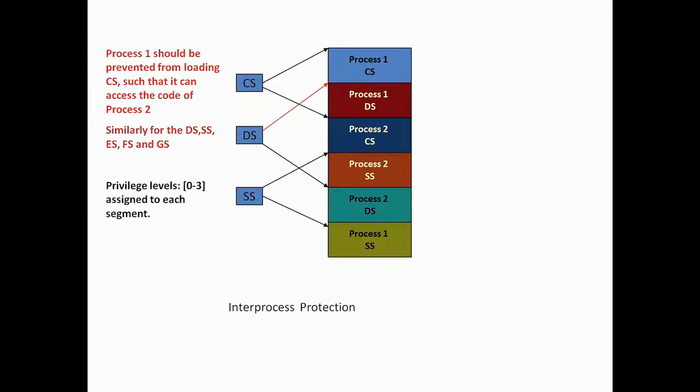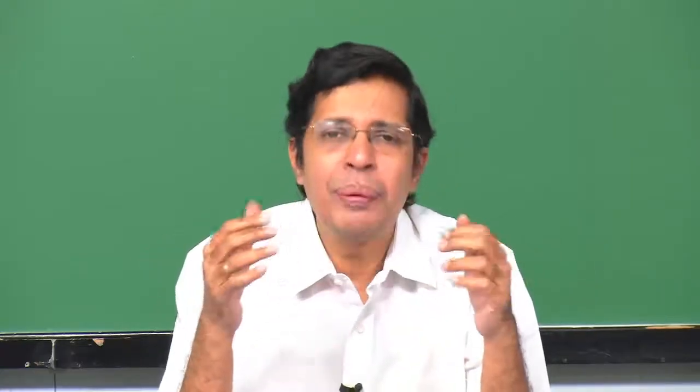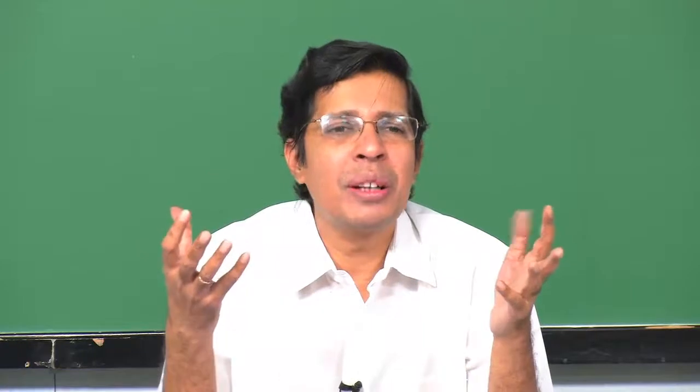Now the way by which we are going to prevent process 1 from accessing process 2's data, stack and code is by introducing something called a privilege level.